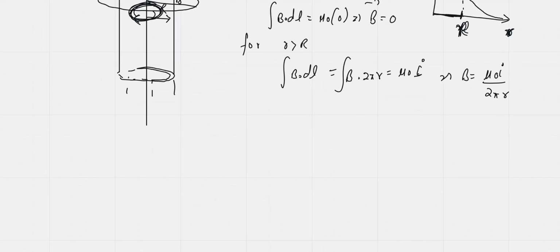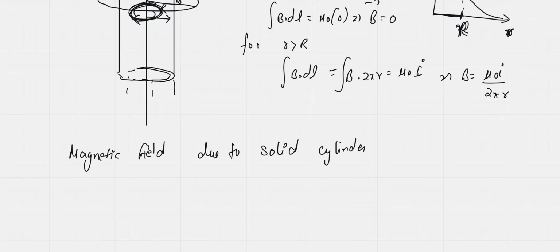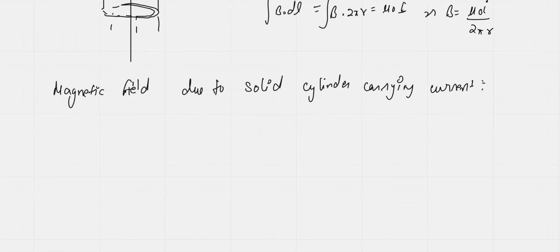So now I have magnetic field due to solid cylinder carrying current. It is actually carrying current also. I was not able to write it. So it's something like this.